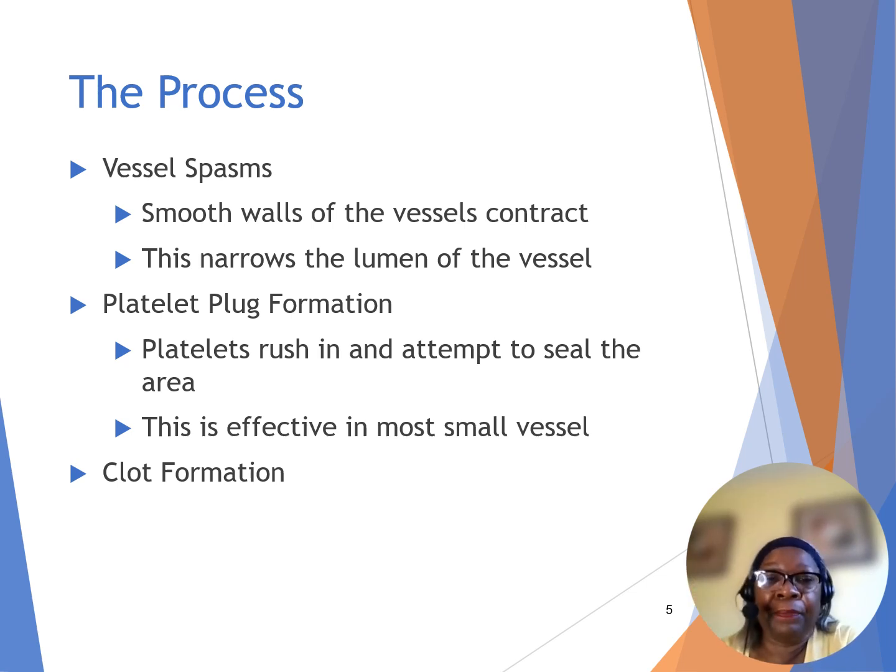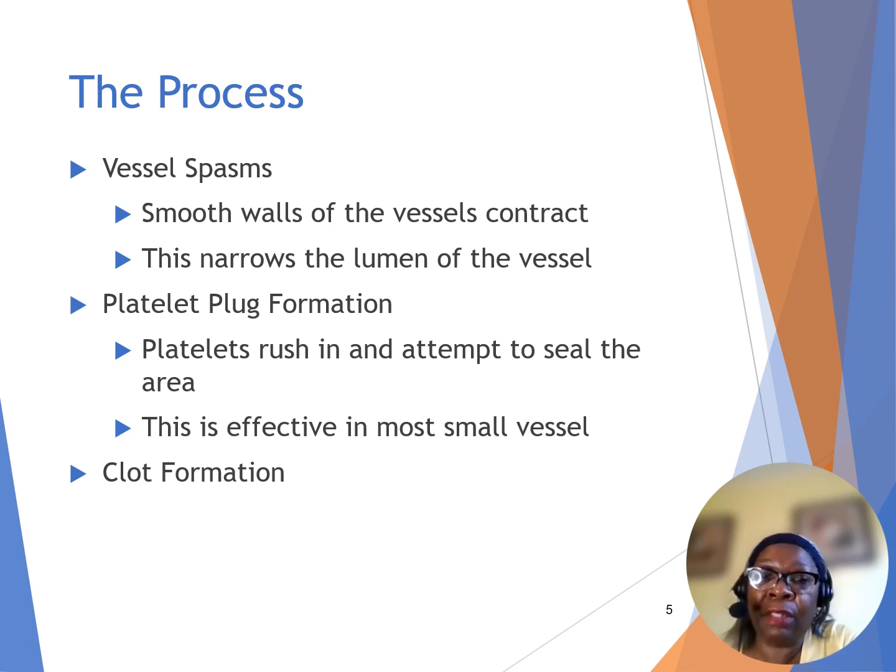Okay? Now, platelet plug formation is next. Platelets rush in and attempt to seal off the area, right? The vessel has constricted, so there's not a lot of blood being lost. And the platelets are coming to that area to seal it off and form a clot. Okay? This is effective in most small vessels. The larger the vessel, though, the harder it is for this process to maintain hemostasis. Okay, so it just depends on which vessel is cut.